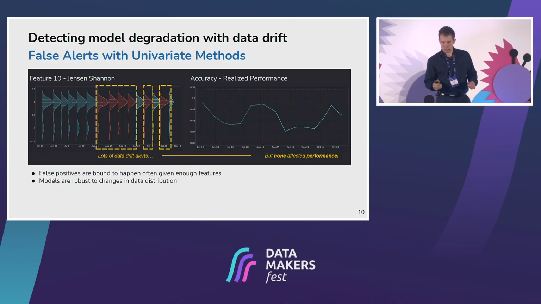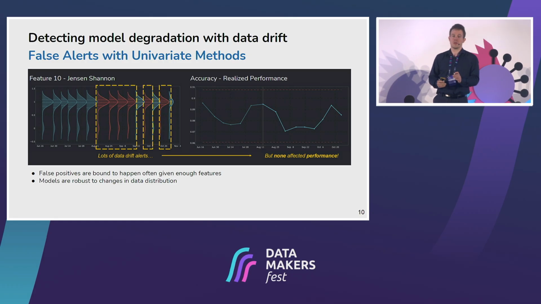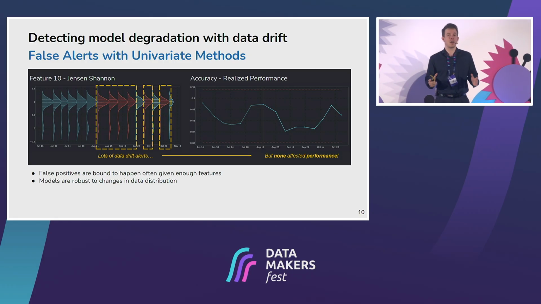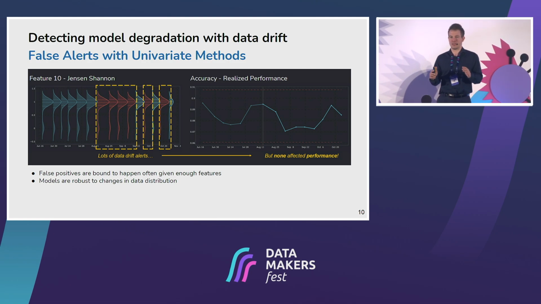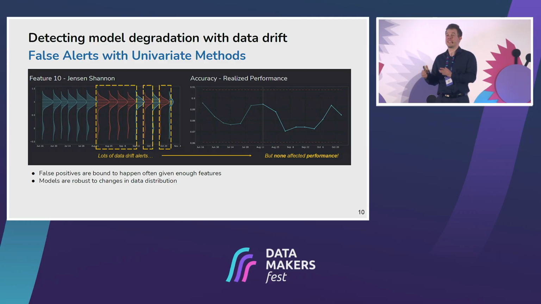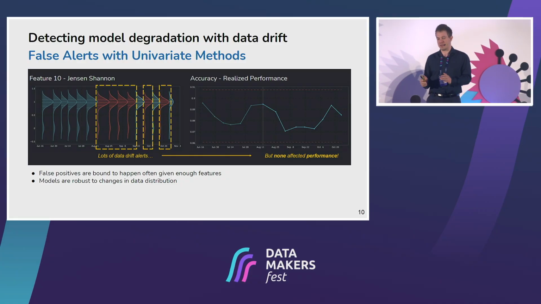You're going to get false alerts for two reasons. One is just statistical flux. And secondly, the models are robust to changes in the distribution. If you train your model well and the model has good generalization performance, it will keep on operating well even if the data distribution changes. So just because you have statistical significance of your drift, it does not imply performance impact. It does not imply monitoring significance. So this is another problem.